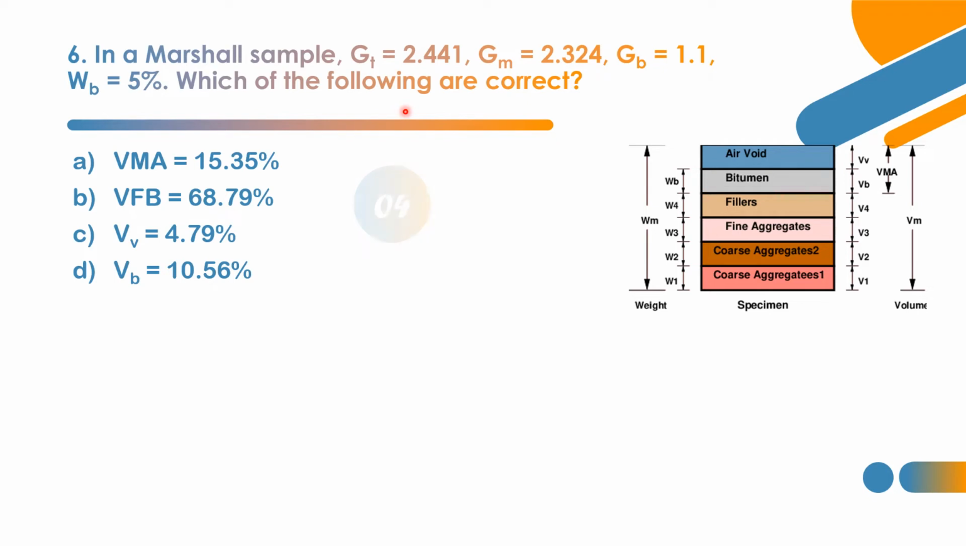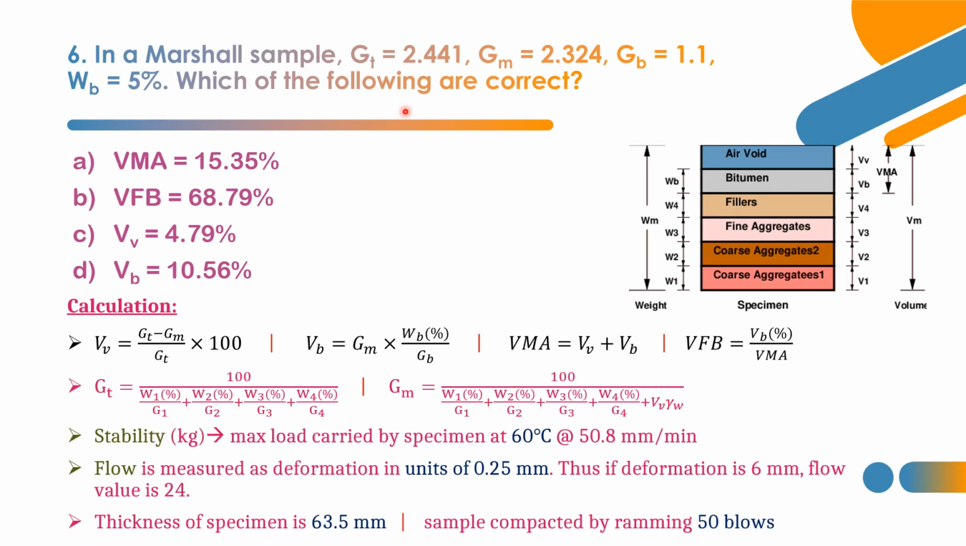This problem is based on Marshall bituminous mix design. We shall see the formulas one by one. Here all the options are correct: VMA, VFB, VV, VB. What actually is V suffix V? Volume of voids in percentage. That will be found using this formula: (GT minus GM) by GT into 100. So (2.441 minus 2.324) divided by 2.441 into 100 gives the answer as 4.79.